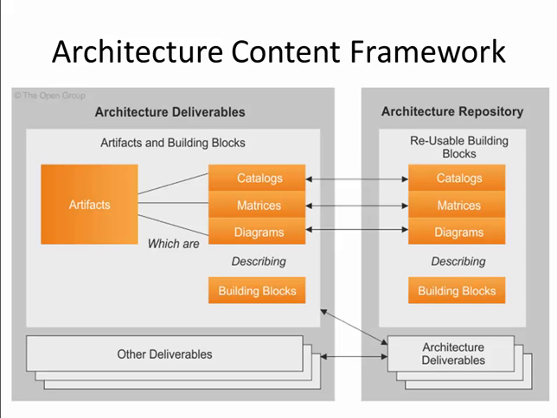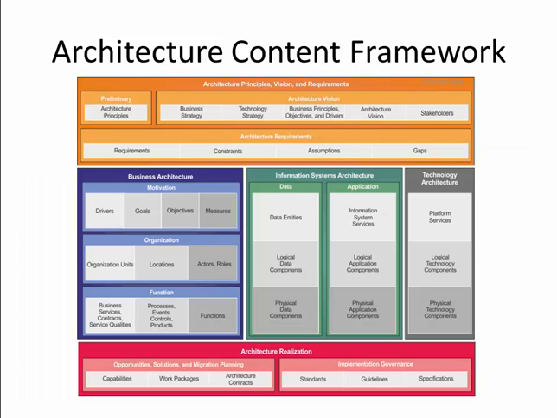So what you have is, from the deliverables, you add things to the repository, and also you take out items from the repository to reuse them. So that is the relationship. You create more deliverables which can in future become the building blocks, and they are stored in the repository so that you don't have to reinvent the wheel every time you decide to do architecture.